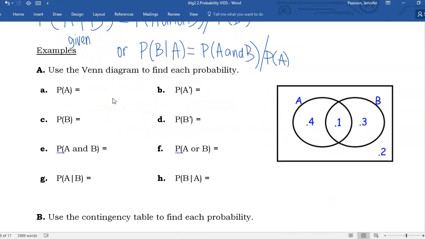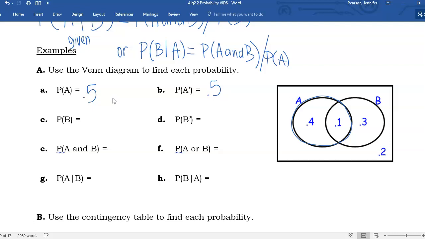Use the Venn diagram. We're going to look for the probability of A. We've looked at Venn diagrams before. Remember, A is this whole circle here, so we would need to add those two regions. That gives us 0.5. The probability of not A would be everything outside those two regions, so we could add 0.3 and 0.2 to get 0.5. We could also do 1 minus 0.5. Either way, if there's a 50% chance that A happens, there is a 50% chance that A does not happen.